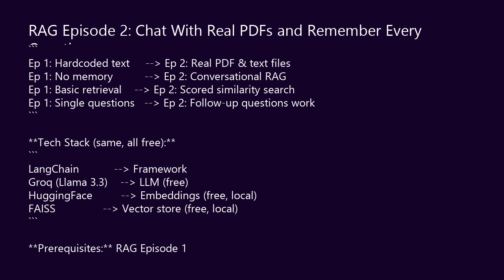Today, we fix both. By the end of this episode, you'll have a RAG system that loads real PDF and text files, remembers your entire conversation, handles follow-up questions naturally, and shows you how relevant each result is with similarity scores. Same stack. Groq for the language model, Hugging Face for embeddings, FAISS, pronounced "face", for vector search. All free. Let's level up.